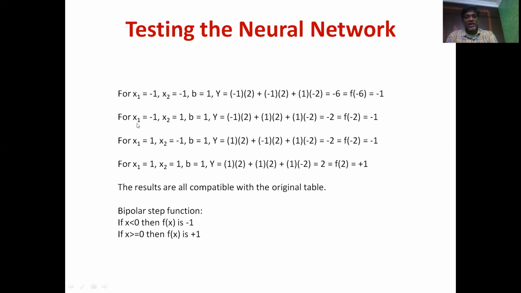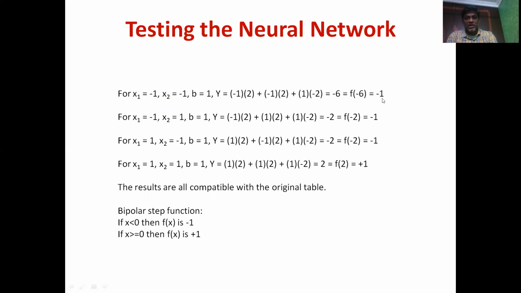Similarly, you can calculate the value produced by the neural network for the second input combination -1 and 1 with bias 1. It will produce -2 over here. When -2 is given to the bipolar step function, f of -2 is going to be -1, because if it is a negative value, the output will be -1. Similarly, for the remaining two also, the output value is calculated as -1 and +1.